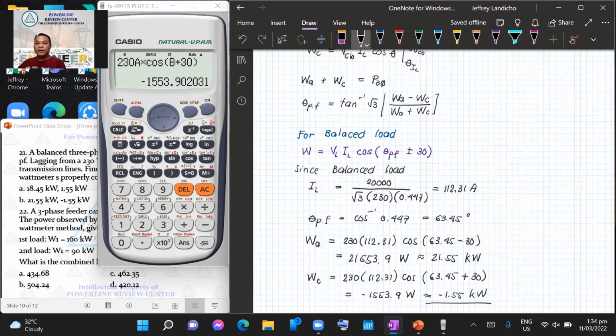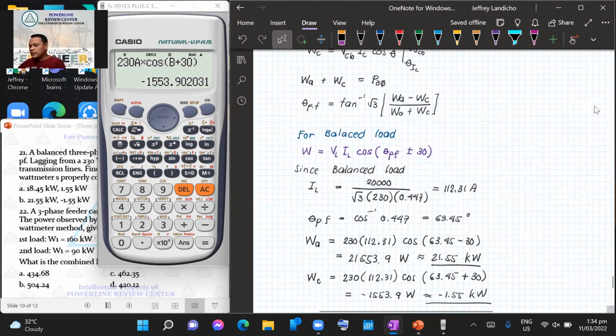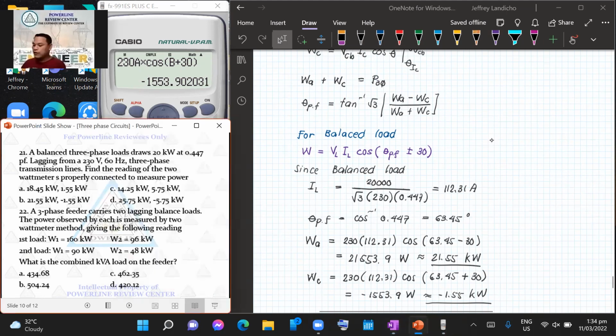Kapag pinag-add mo ito, no? Pag pinag-add mo yan, lalabas 20 kilowatts pa rin. Okay? If you add this one, 20 kilowatts pa rin. So, yun ang hinahanap natin sa sagot. Ano letter yan? This should be baliktaran.